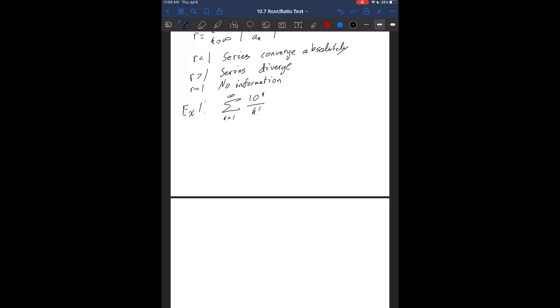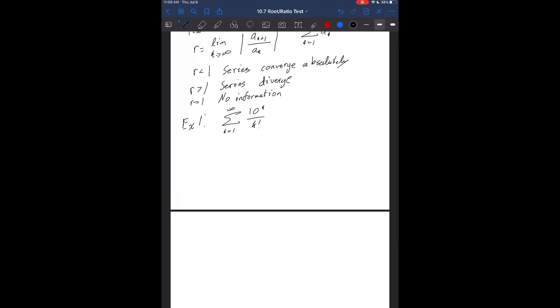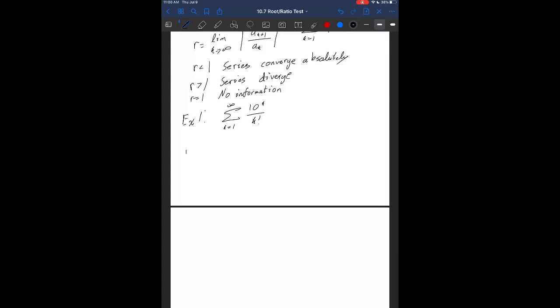The series is the sum from k equals 1 to infinity of 10 to the k over k factorial. This isn't something that we can take integrals of, and it's not immediately clear what we want to compare this to, so the ratio test is going to be a good idea for this.